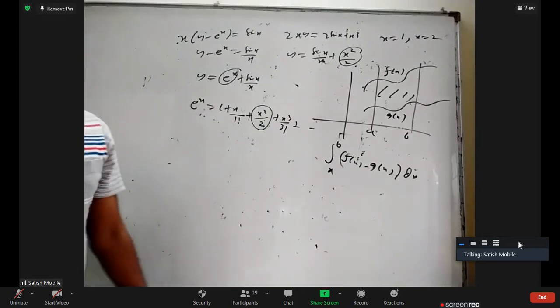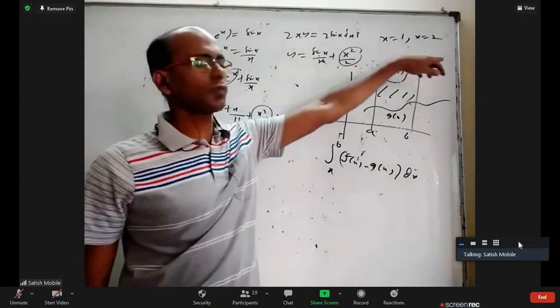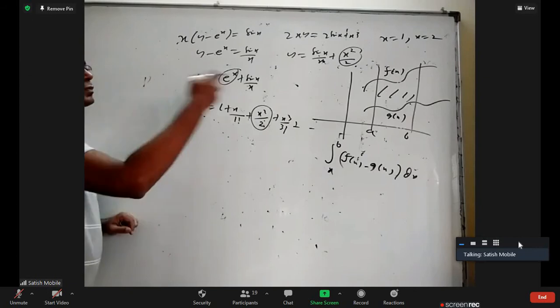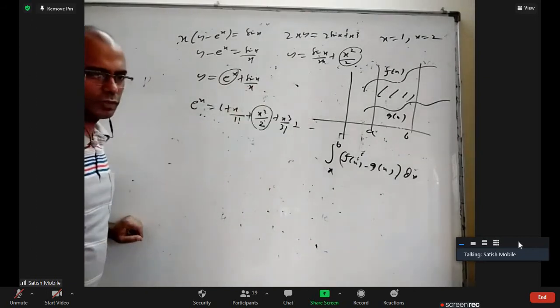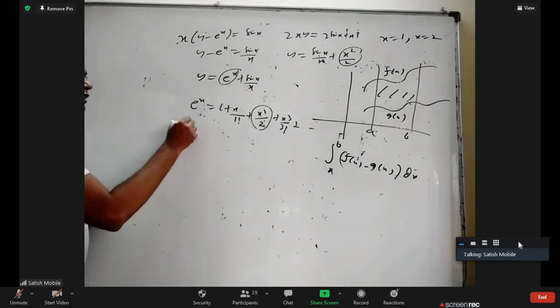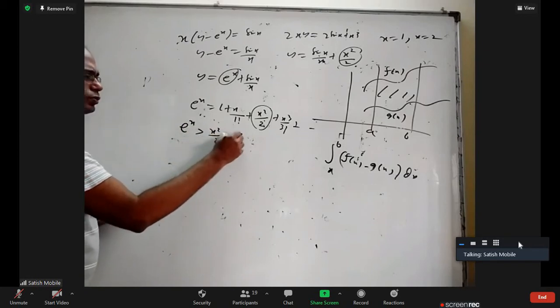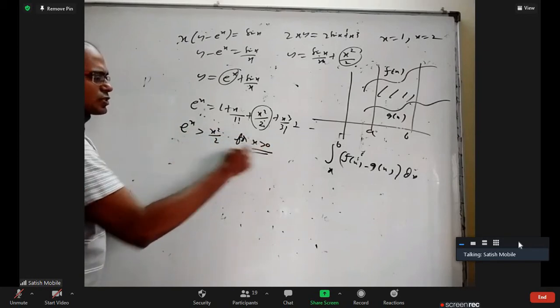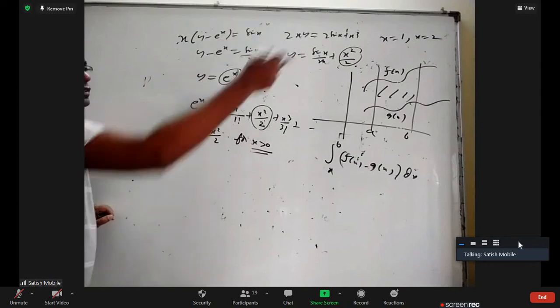So many other things are there, especially since our x is positive between 1 and 2. So obviously e power x is much greater than x squared by 2 because of the rest of the terms. So since e power x is greater than x squared by 2 for x greater than 0 at least, this curve is above, that curve is below.